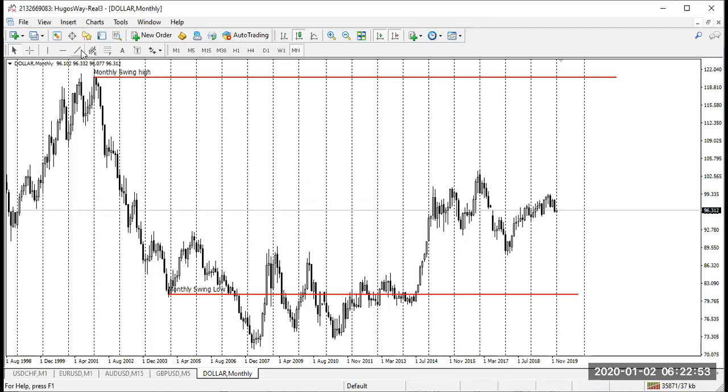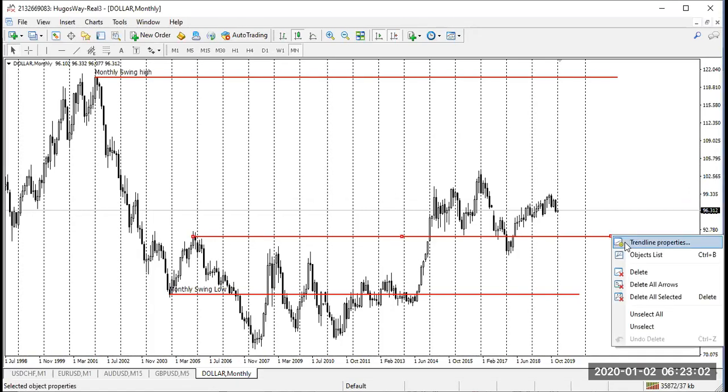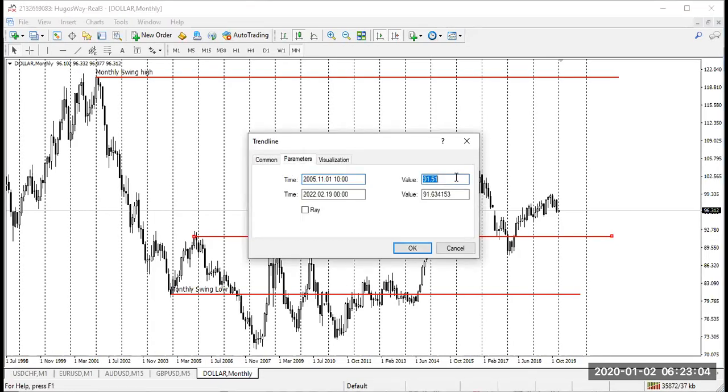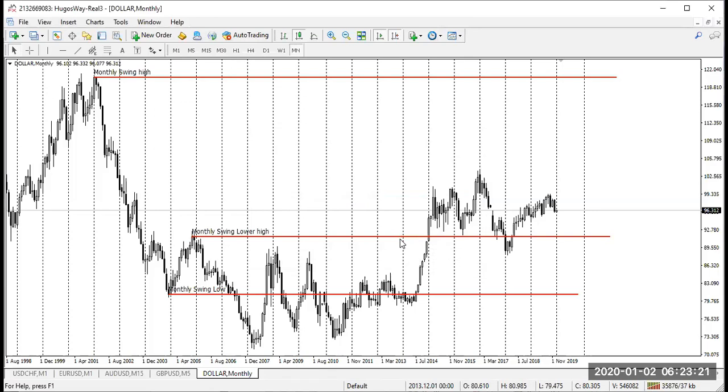Now here, we bounce up, come up here, 91.510. We're going to edit that to 91.510. Copy, paste. Here, we're going to label this a monthly swing lower high. Okay, right here, monthly swing lower high.